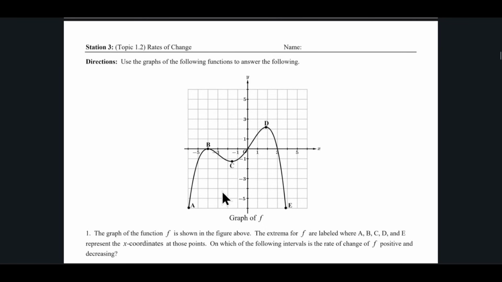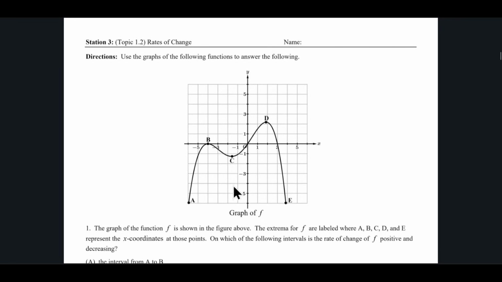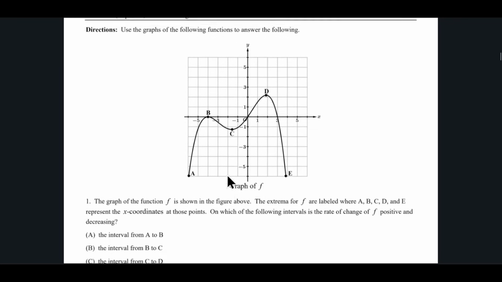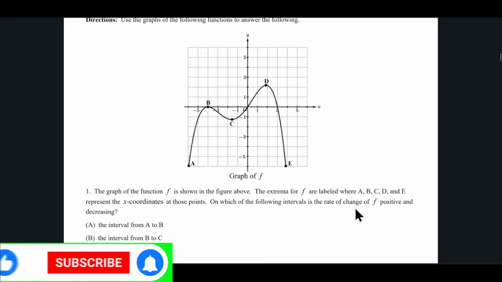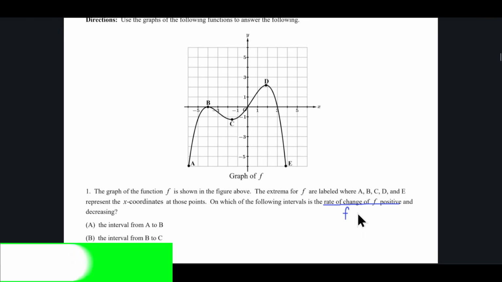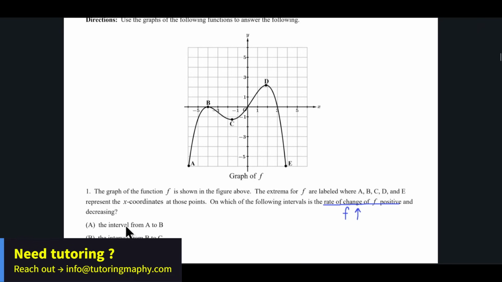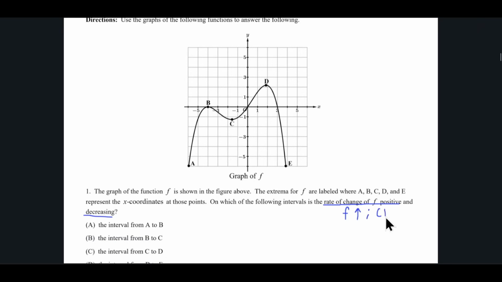Okay, this is on 1.2 rate of change. So we are given a couple of points here, A, B, C, D, E, and we have to find in which of the following intervals the ROC is positive and decreasing. Okay, positive and decreasing. What is the meaning of ROC being positive? ROC positive means that the function is increasing, and ROC decreasing means the function is concave down.